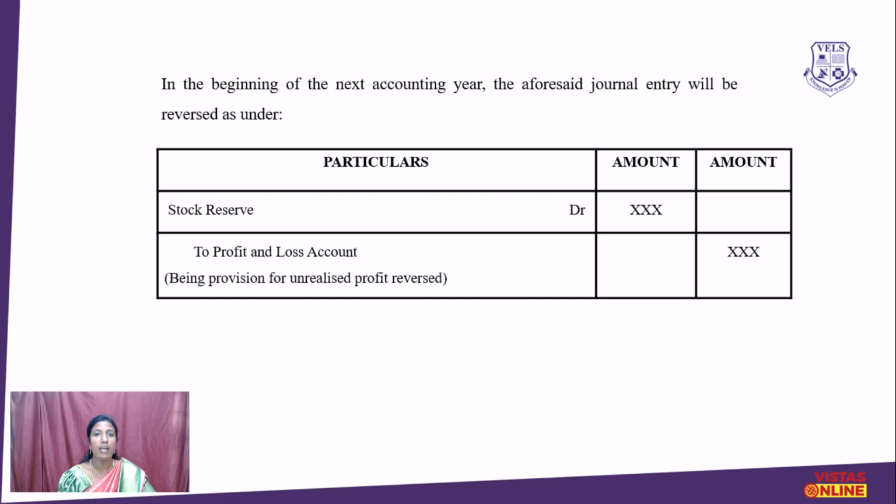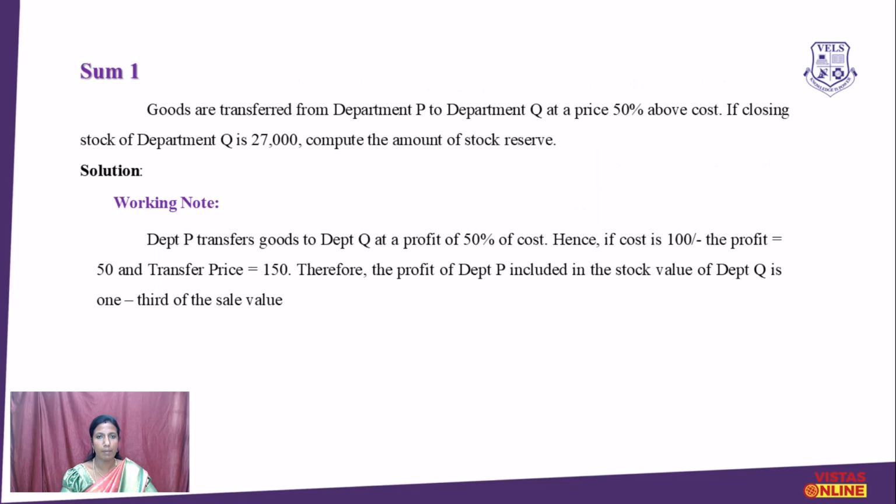At the beginning of the next accounting year, the opposite journal entry will be passed as under. That is the next accounting year journal format. Let's go into the opening entry of the next year: stock reserve account debit, to profit and loss account credit. Narration: being provision for unrealized profit reversed. That is Sum number 1.